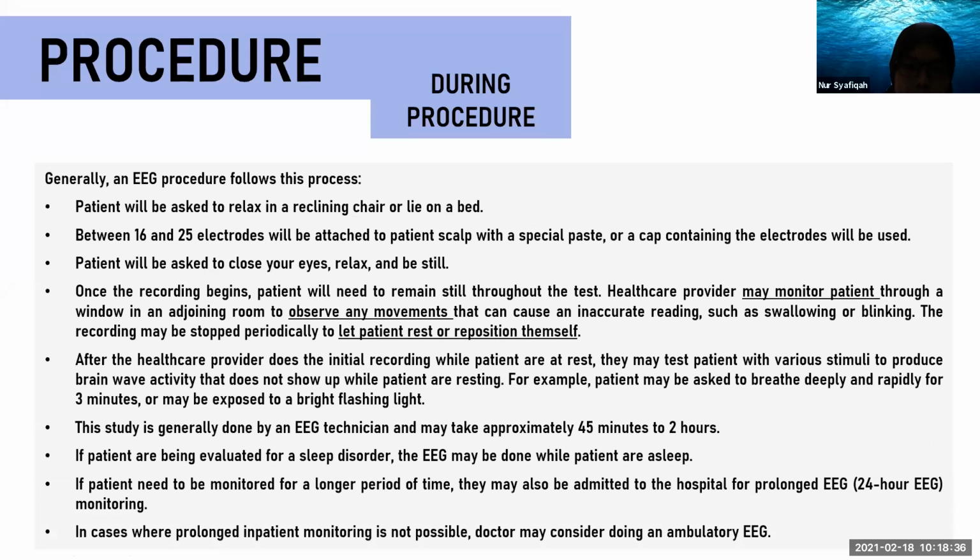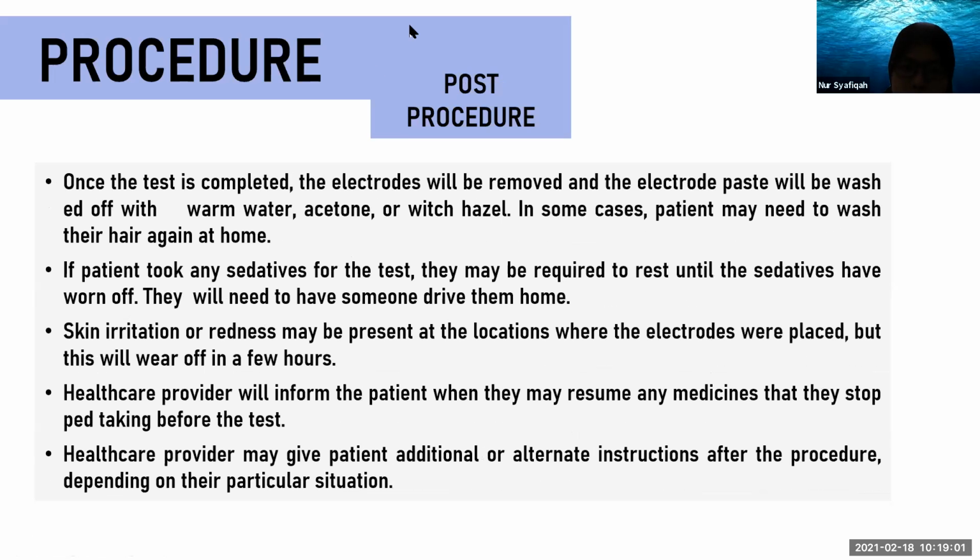So next is during the procedure. You can read it in detail by yourself after this. But I want to emphasize that first we will observe the patient in a relaxed position. After we have recorded the EEG measurement in the relaxed position, we will then ask the patient to make some movements for us to record their brain activity next. The post-procedure you can also read by yourself after this.